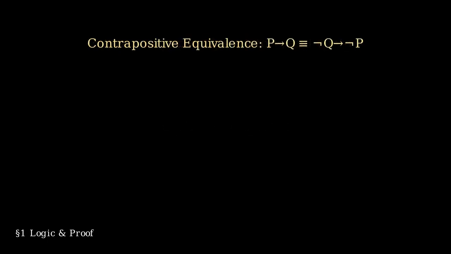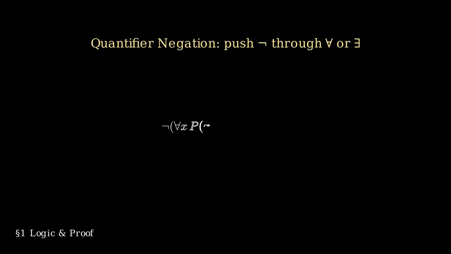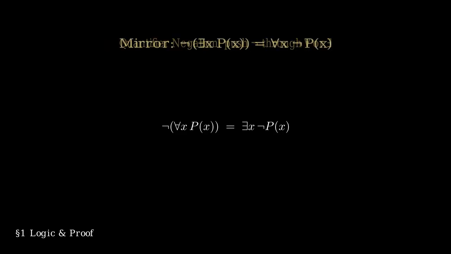The contrapositive equivalence is one of the most useful tools in this section. P implies Q is logically the exact same statement as not Q implies not P. Quantifier negation tells you what happens when you push a not through a for all or a there exists. Not (for all x, P of x) equals there exists an x such that not P of x. And negating a there exists gives you a for all with the inner statement negated.